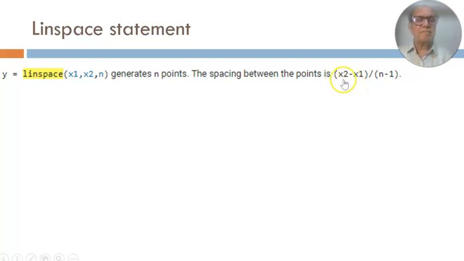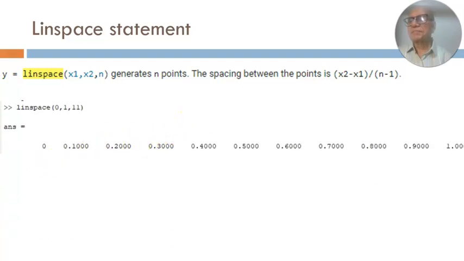And what is the spacing? That is x2 minus x1 divided by n minus 1. So to give you an example of this, if you execute this command linspace(0, 1, 11), then x2 is 1, x1 is 0. So the numerator here is 1 minus 0, that is 1. N is 11, so the denominator is 11 minus 1, that is 10. So this is 1 by 10. So the spacing between the points is 0.1.